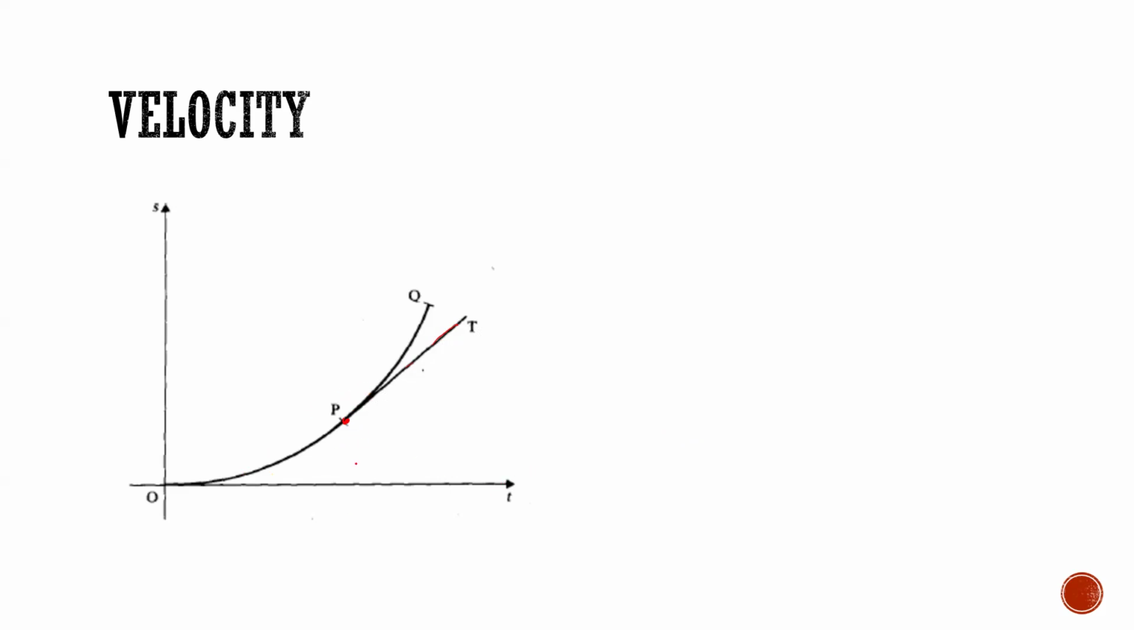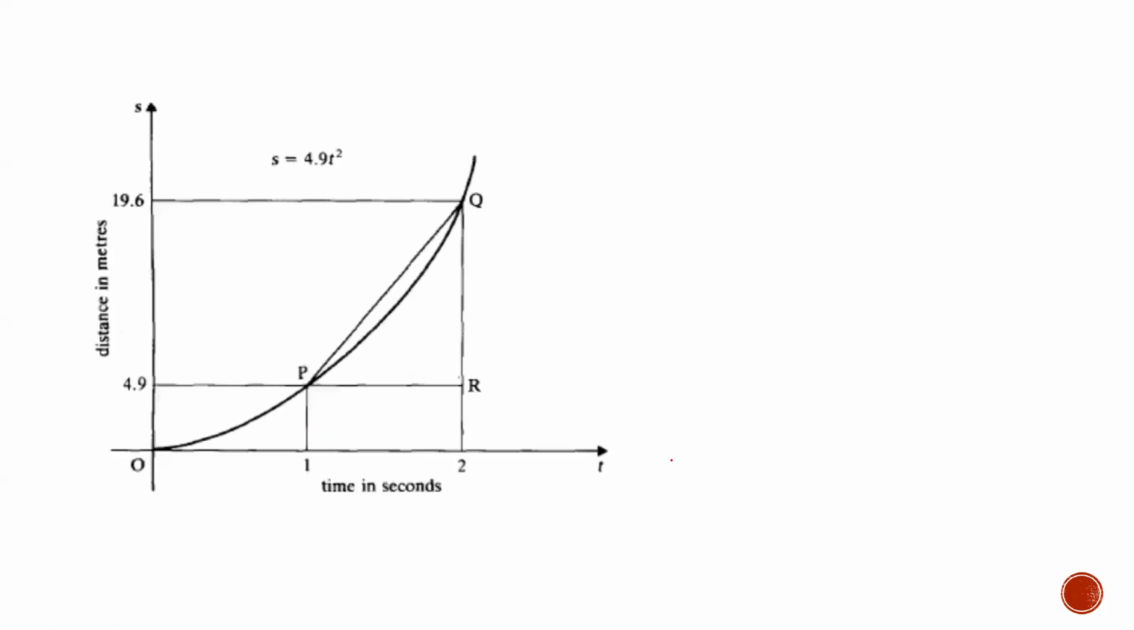We want the velocity at P, but we'll be able to get the velocity at any point because it will be the gradient of the tangent at any point along the curve. Now let's relate this to average velocity. Average velocity is the ratio of the distance moved to the time taken over a particular interval. It's like saying this particle would be moving at a constant velocity from this point to this point.